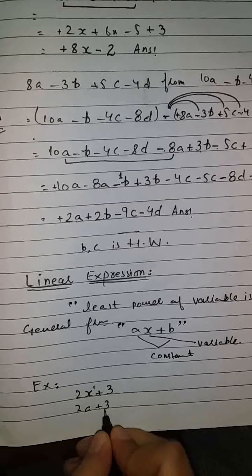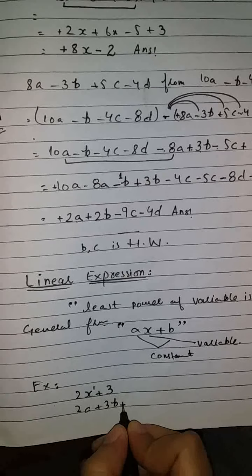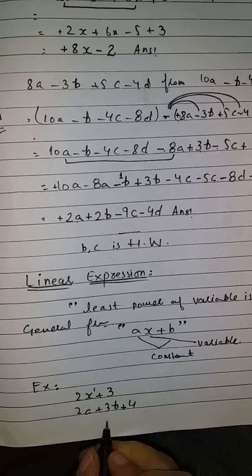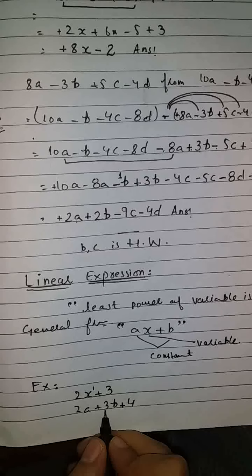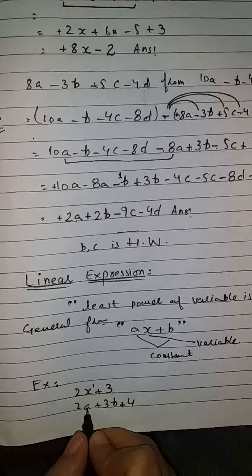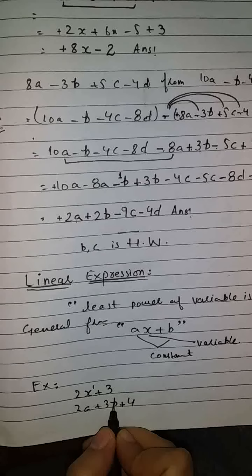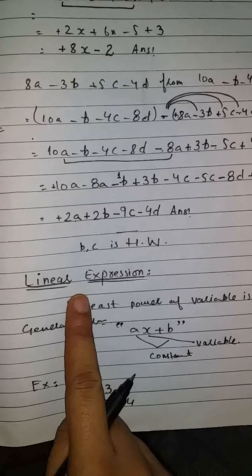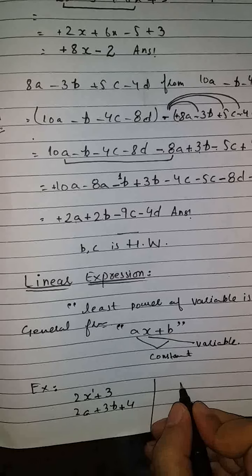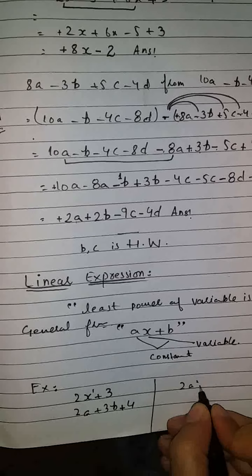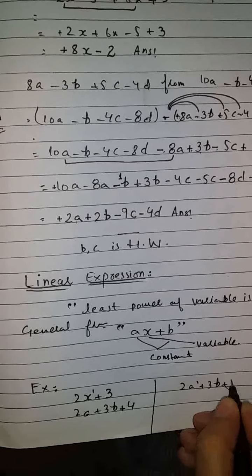2a plus 3b plus 4. There are two variables a and b. There is no power written, which means the power is one. The least power of variables a and b is 1, that's why this is called a linear expression. Got it? Now another example, 2a square plus 3b plus 4.